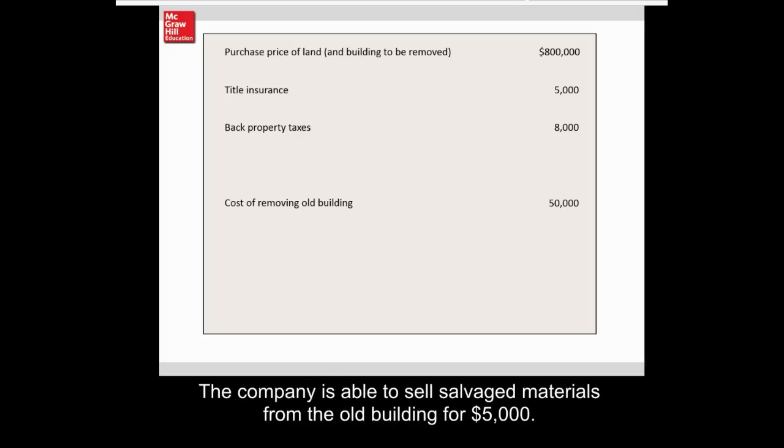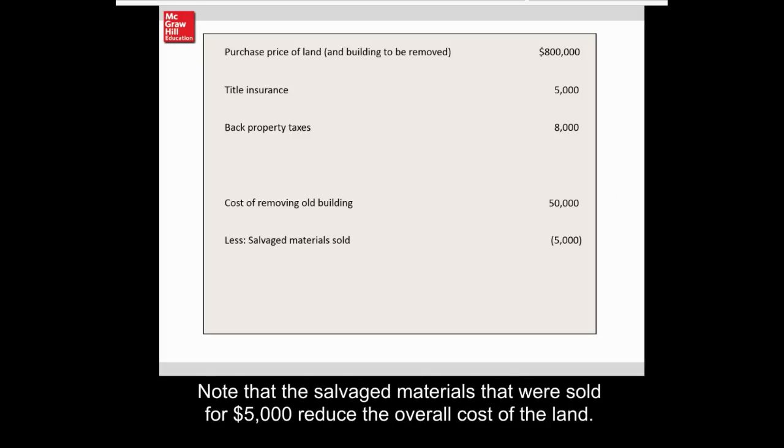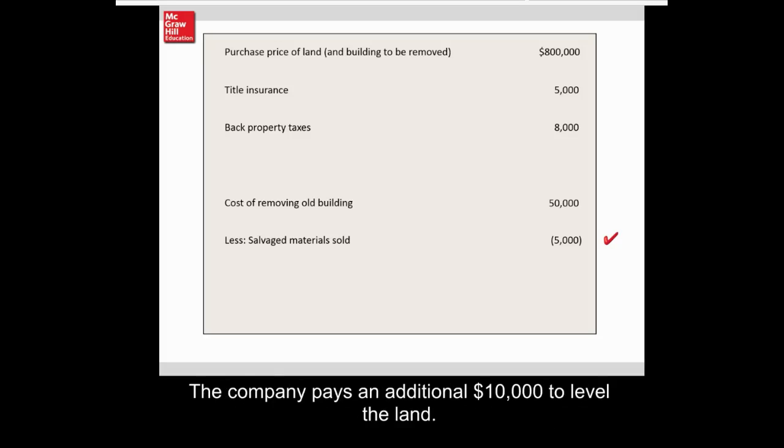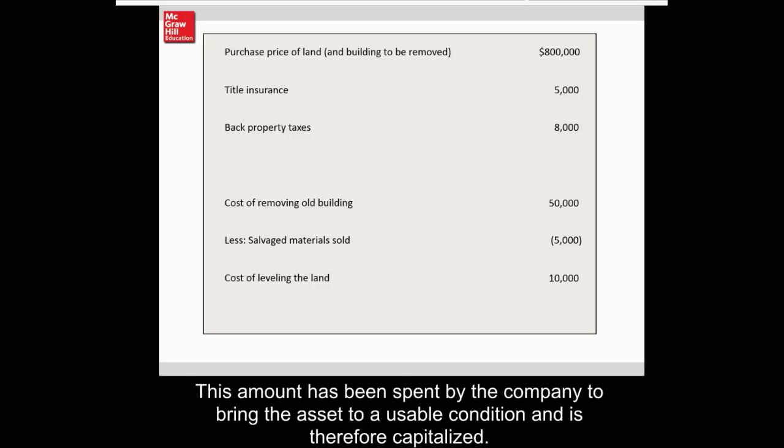The company is able to sell salvaged materials from the old building for $5,000. Note that the salvaged materials that were sold for $5,000 reduce the overall cost of the land. The company pays an additional $10,000 to level the land. This amount has been spent by the company to bring the asset to a usable condition and is therefore capitalized.